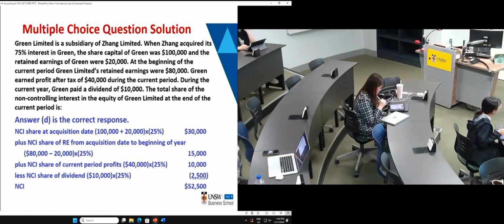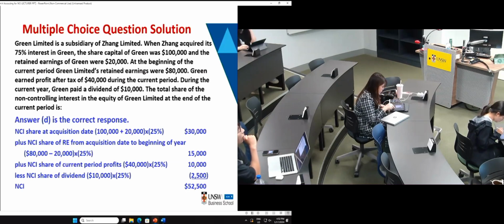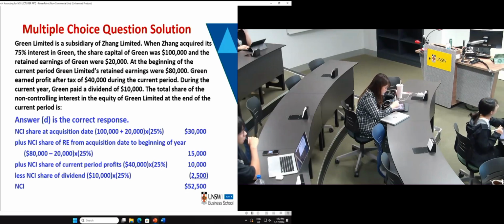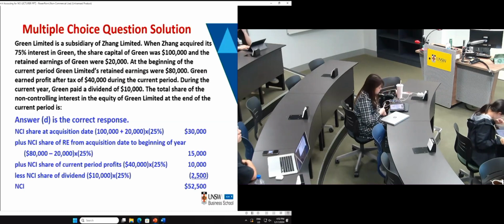Okay. Then moving on to step 3, the current year movement. You can see current year profit increases subsidiary equity by 40,000. But the current year dividend paid decreases the subsidiary's equity by 10,000. So you can see the net change in subsidiary's equity in the current year is 30,000, right? So 30,000 times 25%, or we can do that separately if you want to, doesn't matter, okay? Then total this up, you will get 52,500. But you don't really have to apply all the 3 steps to get these calculations done, okay?